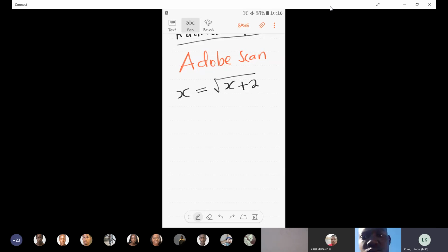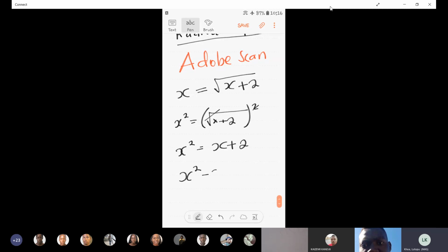Now with this one, we square both sides. So when I square both sides, I will have x squared. This is equal to the square root of x plus 2 squared. Then the square root and the squared cancel each other out. I will have x squared equal to x plus 2. Now you can see I end up with a quadratic equation, so I'm going to solve it. This is x squared minus x minus 2 equal to 0.